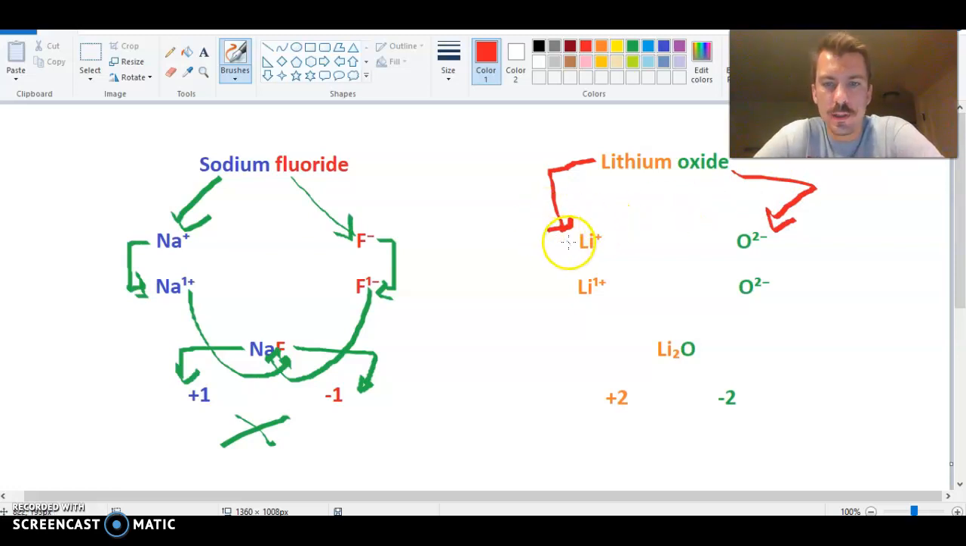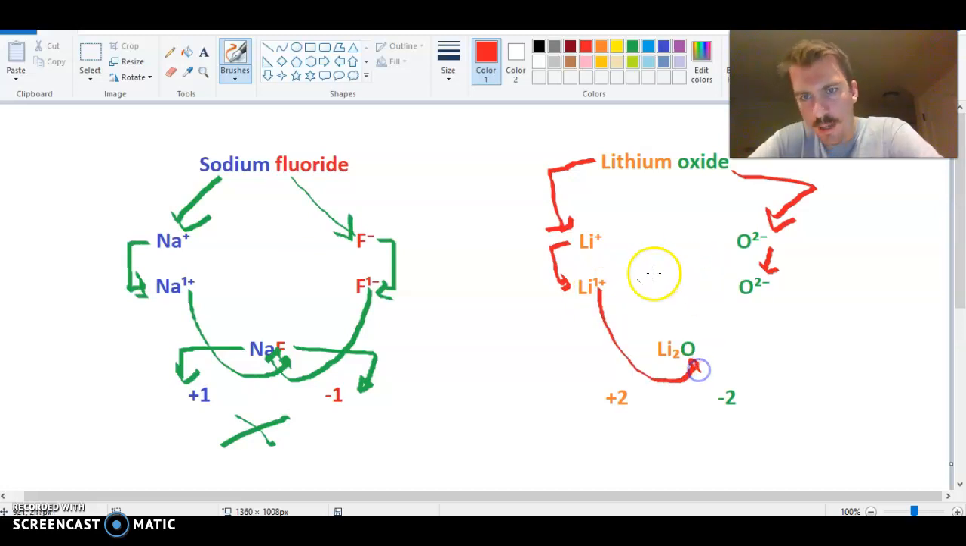Right away, again, I'm going to just rewrite these with my numbers because it's easier for me to know that this plus sign really means +1. And I'm just carrying down this 2- because it already has the number. Now it's time to crisscross. So what we'll do is we'll use the crisscross method to determine how many lithium ions and how many oxide ions are in the compound. If I crisscross, it tells me that there's 1 oxide ion and 2 lithium ions.